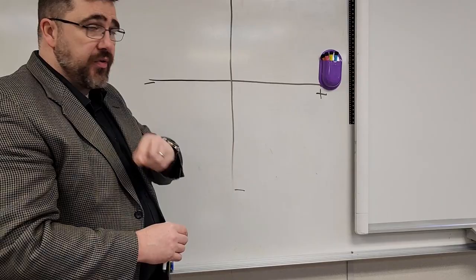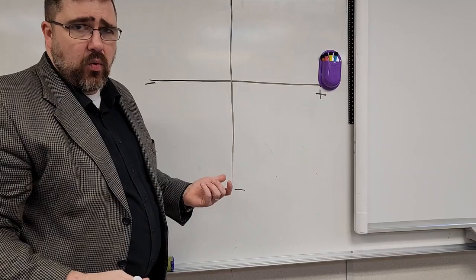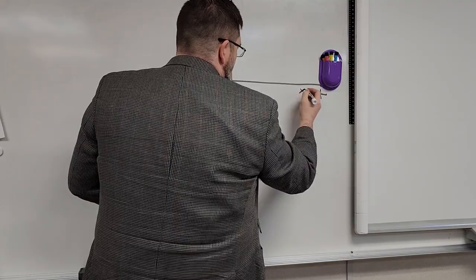One is this side-to-side line, the x-coordinate. This is the x-coordinate line. And then this one is the y-line.